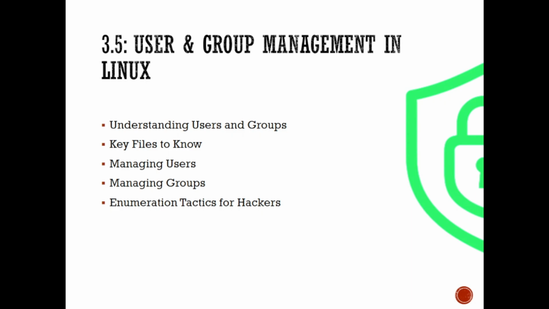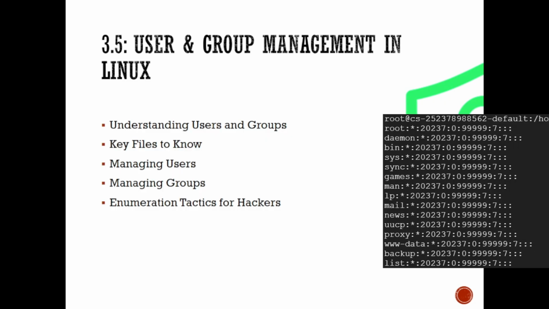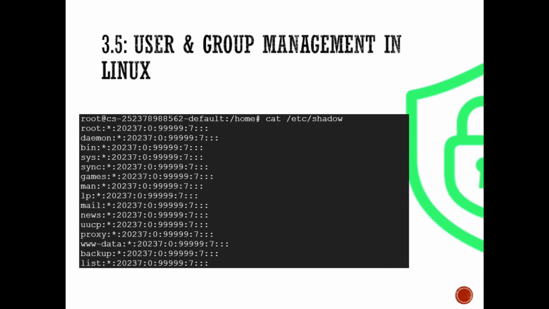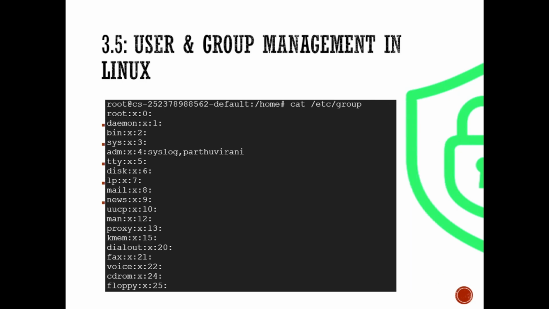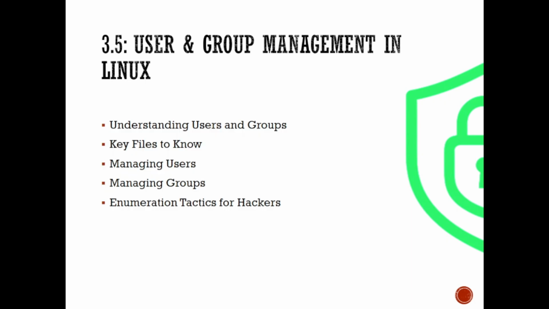Pro tip, attackers often pivot through user accounts to elevate privileges. Section 2, key files to know. /etc/passwd stores user account info, non-sensitive. /etc/shadow stores hashed passwords, only accessible to root. /etc/group lists all groups and their members. Bash: cat /etc/passwd, cat /etc/group. Use these to enumerate users and privileges on compromised systems.